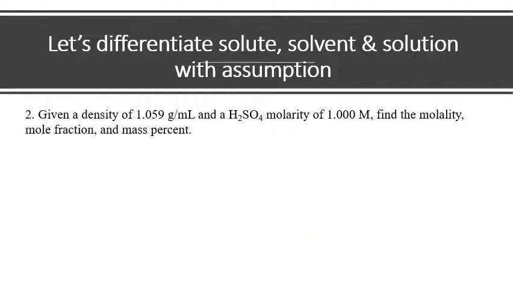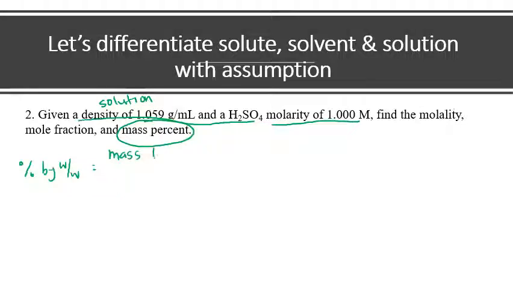Now let's look at another question. Given a density, again, the density of sulfuric acid solution, okay, so this is density of solution, is 1.059 gram per ml, and then the molarity is 1 molar. Again, this time, let's say we didn't want to find the molarity, but we want to find the mass percent. Okay, I will only discuss one of these with you. So we determine the mass percent. As we know, the mass percent means the percentage by mass, which equals mass H2SO4 divided by mass H2SO4 plus mass H2O, multiplied by 100%.